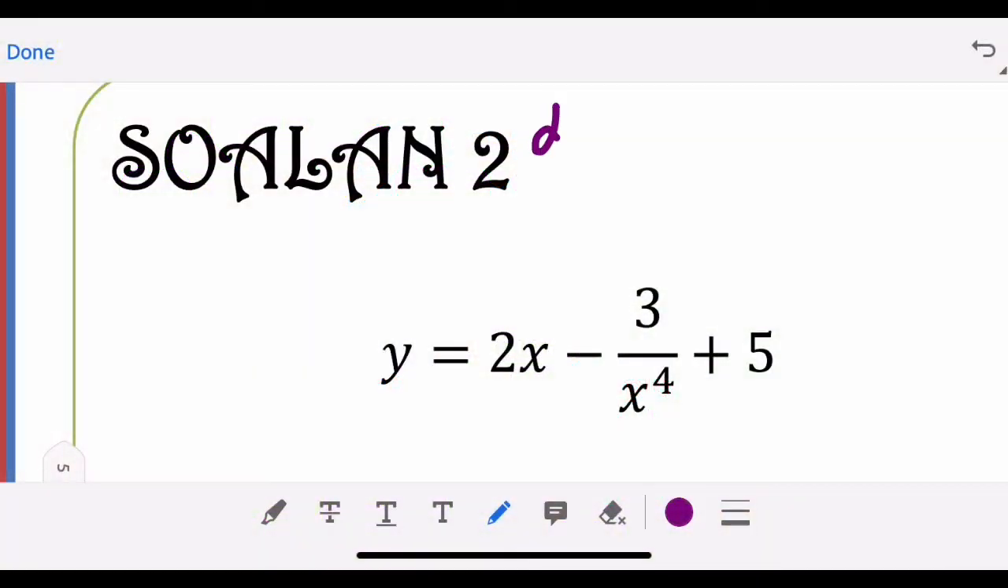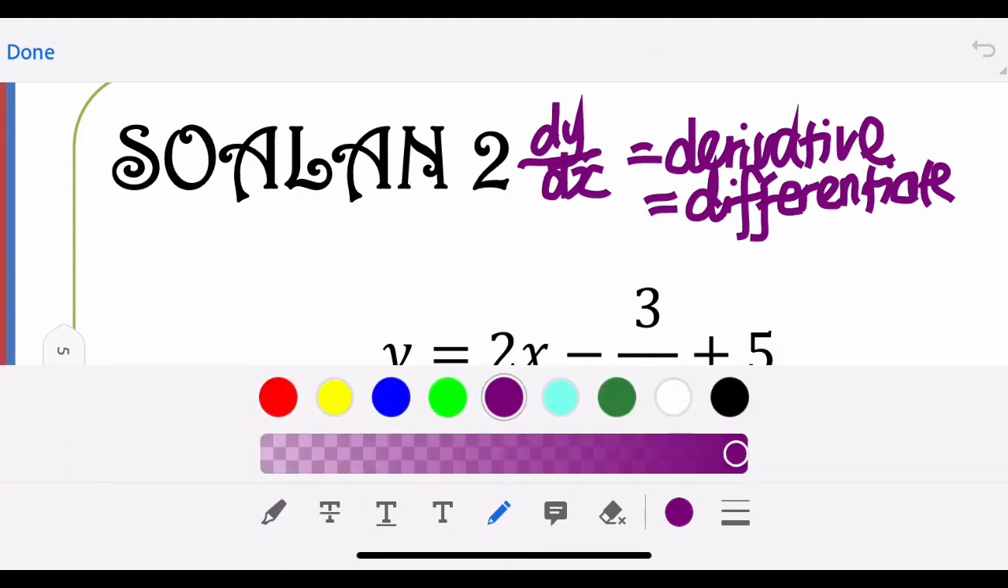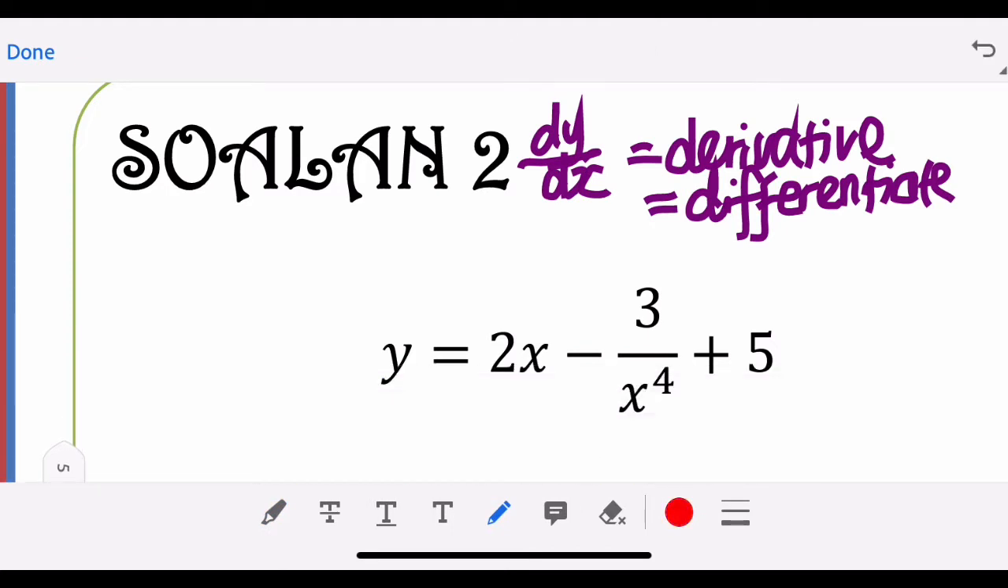So for this question, you are given y equals (2x minus 3) over (x to the power 4 plus 5). Today we will discuss dy/dx, or we can say find the derivative, or differentiate y with respect to x. In order to solve this question, we actually need to understand the term.